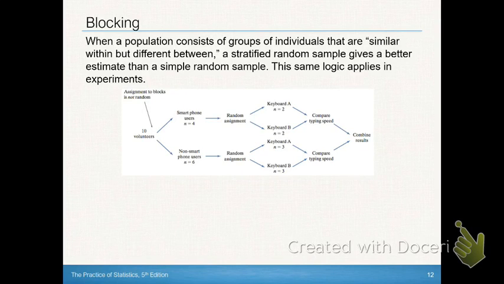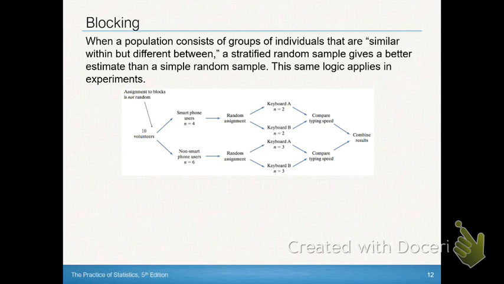In this section of notes, we're going to look at different types of experiments. So rather than just a completely randomized design, what are some other things that we can do? In a previous section, we learned about doing surveys where if we thought that our population consisted of different groups that are somehow different from each other, we would use stratified random sampling.